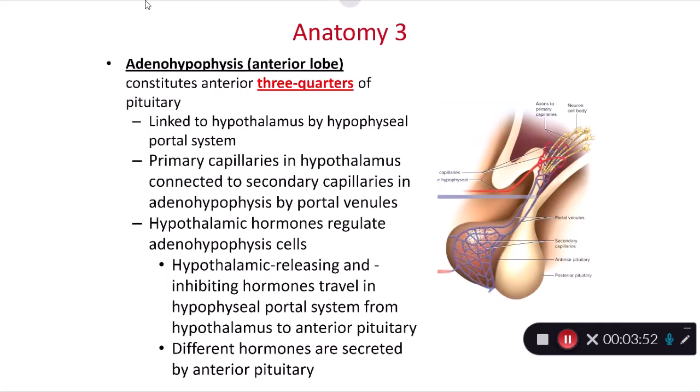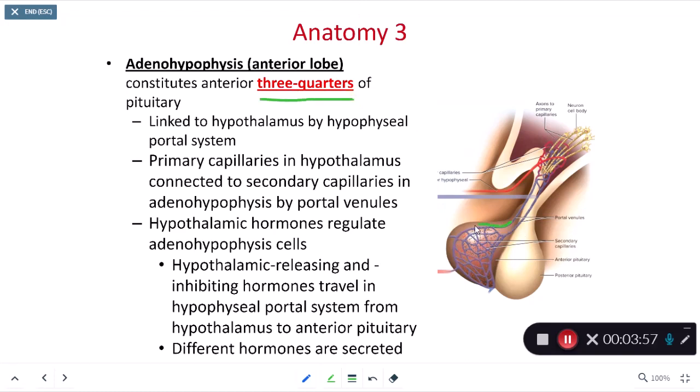So as we look at the adenohypophysis, the anterior pituitary gland, it's the big one. It makes up the vast majority of the pituitary gland. It also has darker tissue coloration to it.